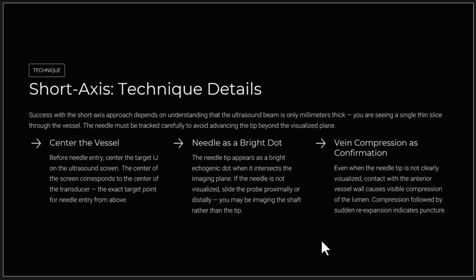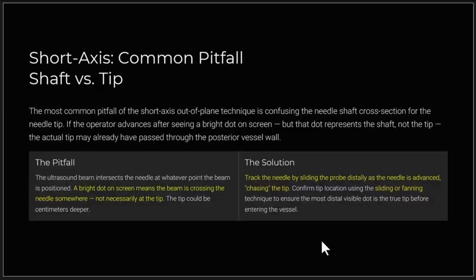So let's go ahead and talk about the common pitfalls in this technique. The most common pitfall of the short axis out of plane technique is confusing the needle shaft cross section for the needle tip. In other words, you see a bright echogenic dot on your screen and you think you're following your needle tip when in fact your ultrasound beam is crossing the shaft of the needle. So the ultrasound beam is going to intersect the needle at whatever point the beam is positioned. So a bright dot on the screen means the beam is crossing the needle somewhere, but not necessarily at the tip.